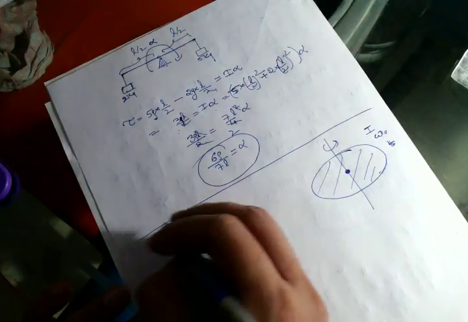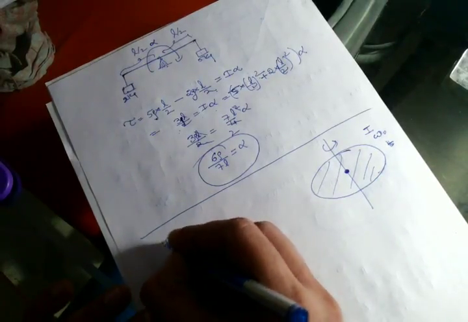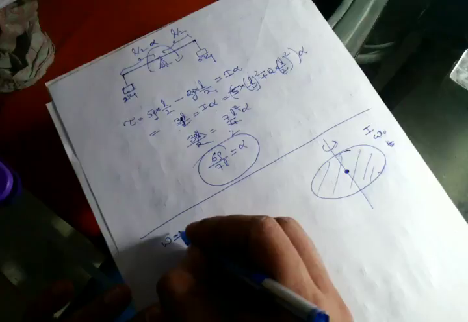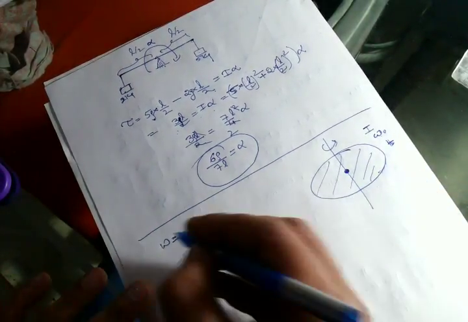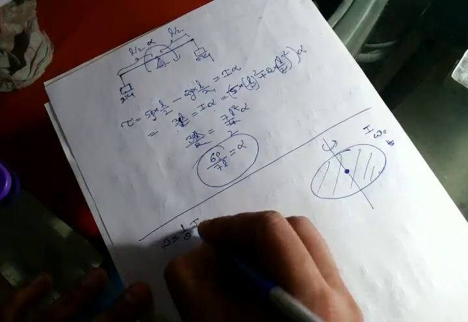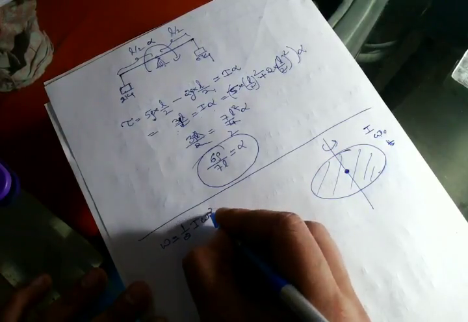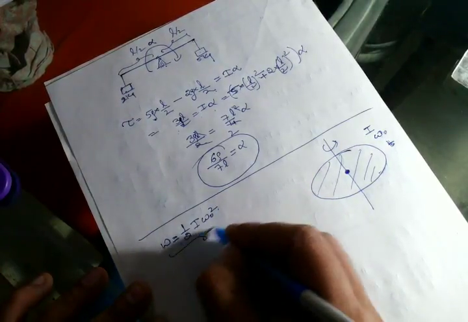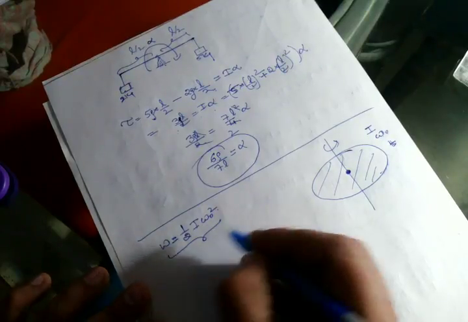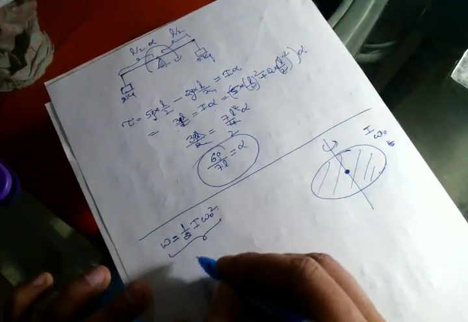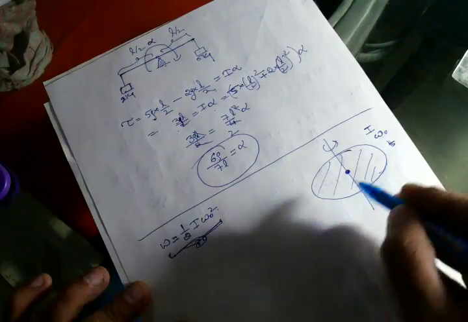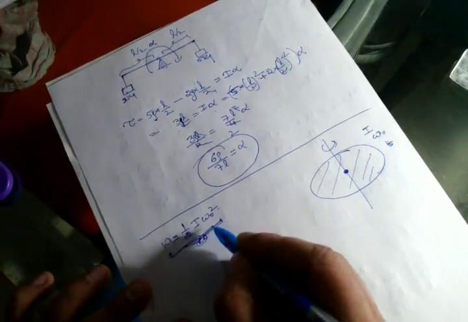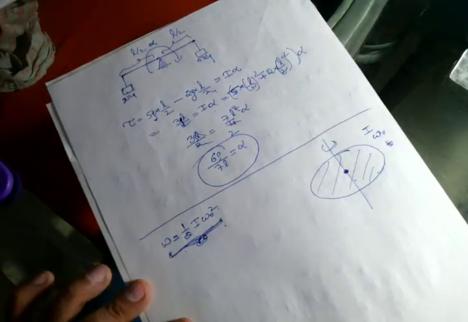So as we know that, half I omega naught square. So this is the total work done by the friction force in stopping this wheel.